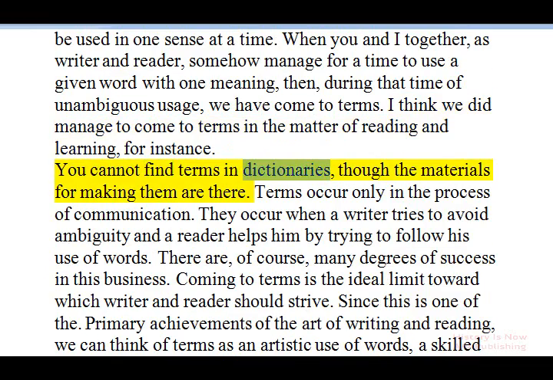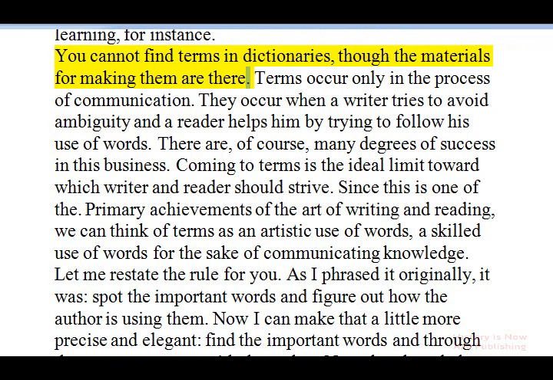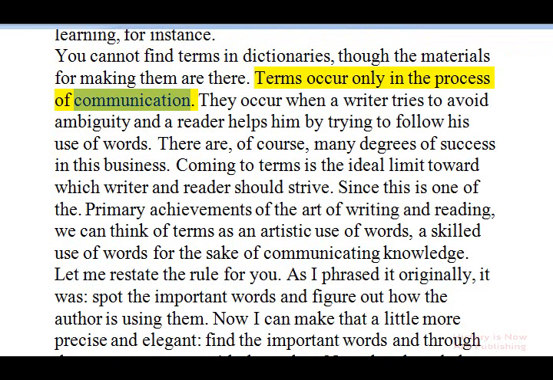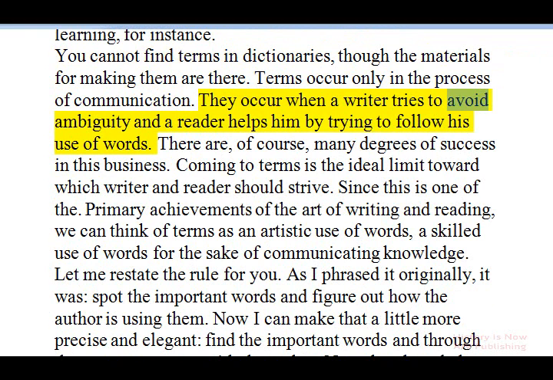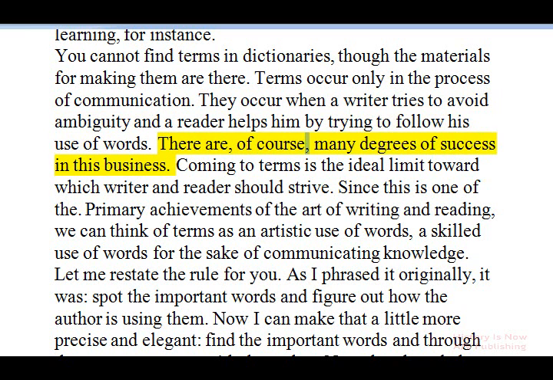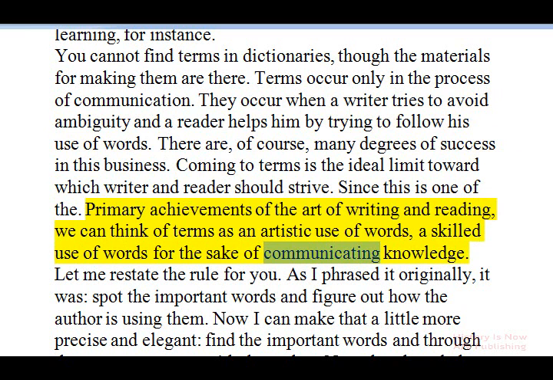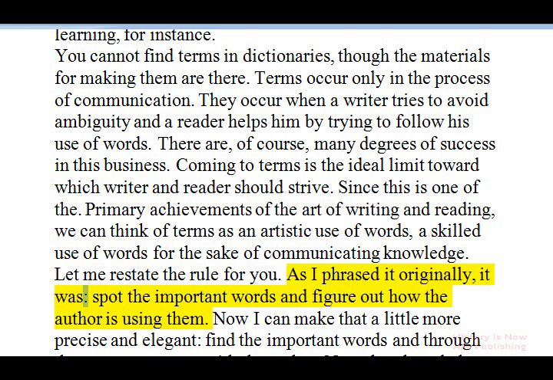You cannot find terms in dictionaries, though the materials for making them are there. Terms occur only in the process of communication. They occur when a writer tries to avoid ambiguity and a reader helps him by trying to follow his use of words. There are, of course, many degrees of success in this business. Coming to terms is the ideal limit toward which writer and reader should strive. Since this is one of the primary achievements of the art of writing and reading, we can think of terms as an artistic use of words, a skilled use of words for the sake of communicating knowledge. Let me restate the rule for you. As I phrased it originally, it was, spot the important words and figure out how the author is using them.